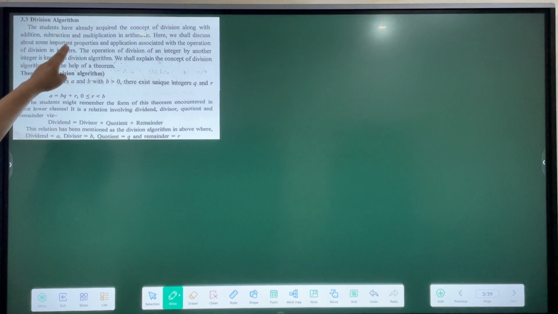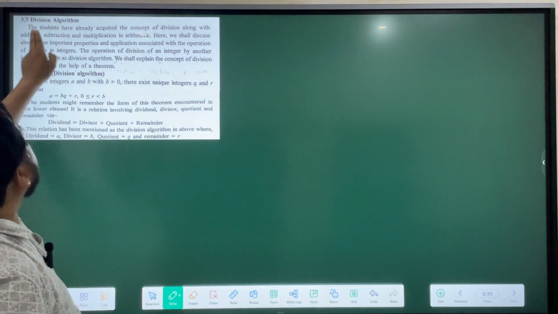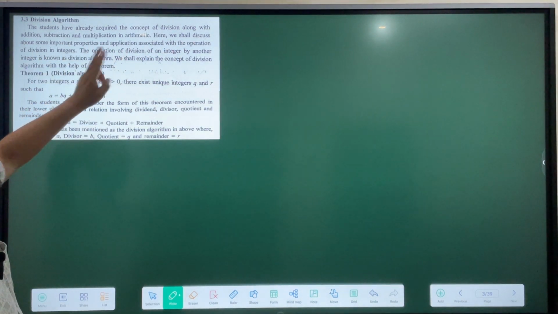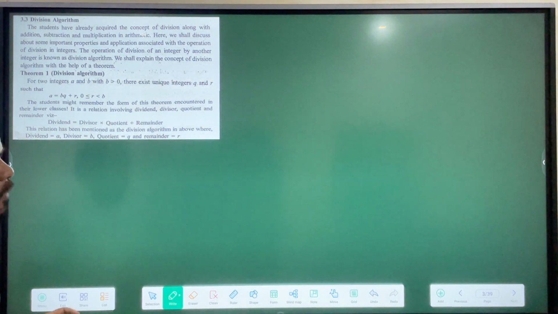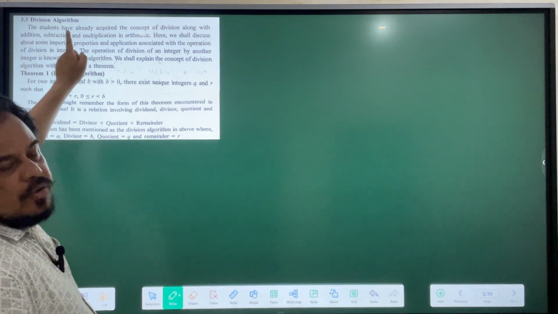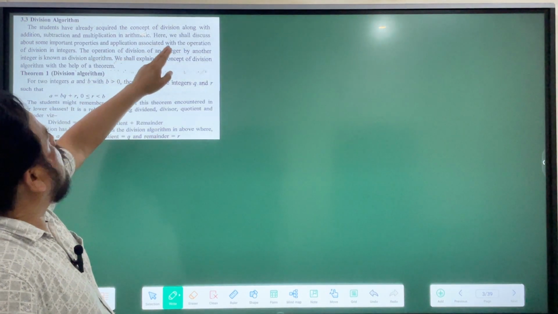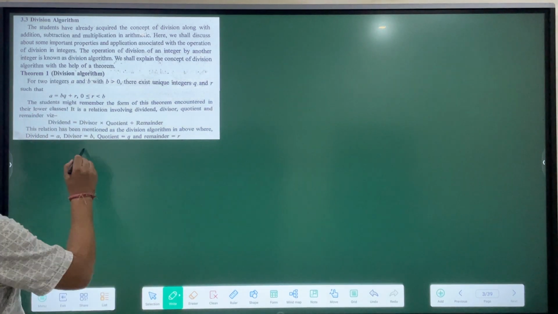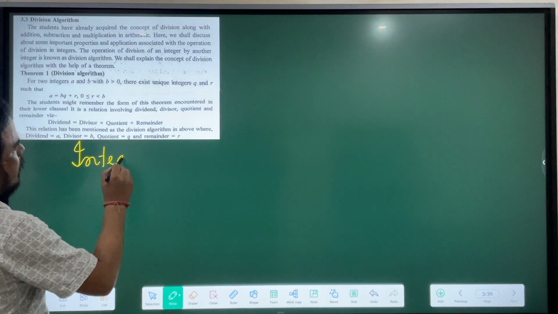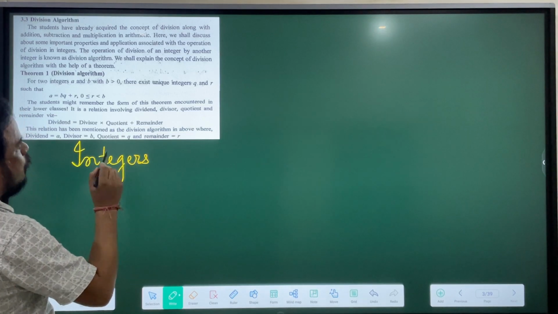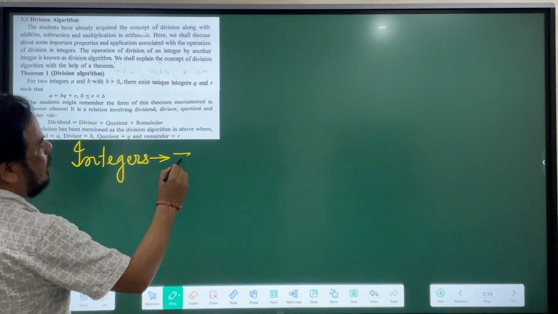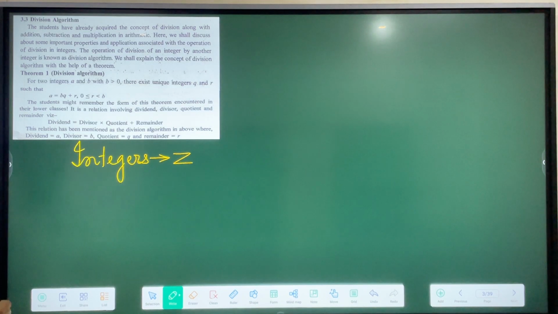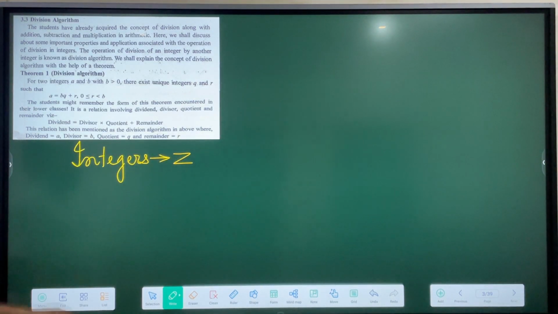Division algorithm. The students have already acquired the concept of division along with addition, subtraction and multiplication in arithmetic, in general maths. Here we shall discuss some important properties and applications associated with the operation of division in integers. Remember, integers. We are going to do everything with integers. Integers means Z. The symbol of integers is Z.